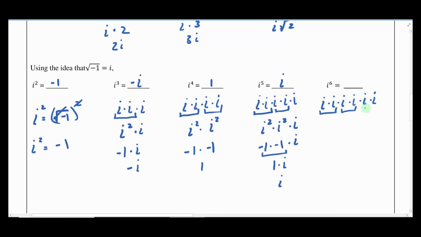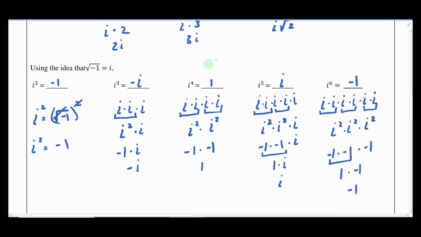So we got 1, 2, 3 i squareds. So I can do i squared times i squared times i squared. And we know these are all negative ones from our original definition back here, right? So we would say negative 1 times negative 1 times negative 1. So we know negative 1 times negative 1 is a positive 1, so we still have 1 times negative 1, and 1 times negative 1 is negative 1. And we find that i to the 6th is simply negative 1, which is what i squared is.